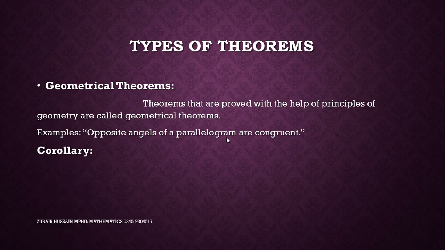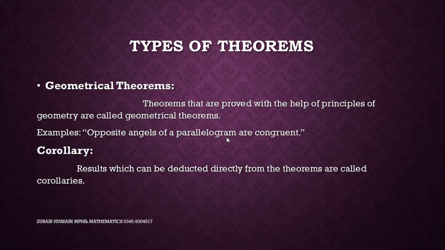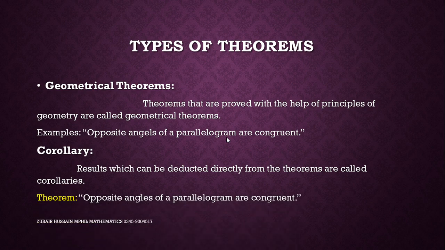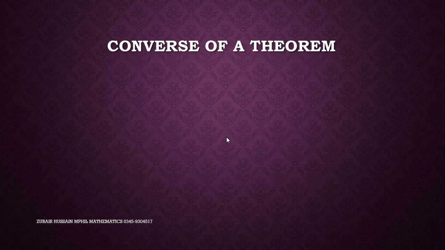Now corollary. What is a corollary? The results obtained from a theorem are called corollaries, or those which can be deduced directly from the theorem are called corollaries. So the theorem: opposite angles of a parallelogram are congruent. What will be the corollary? Its corollary will be that opposite angles of a rhombus are congruent. So this is about theorems and corollaries.